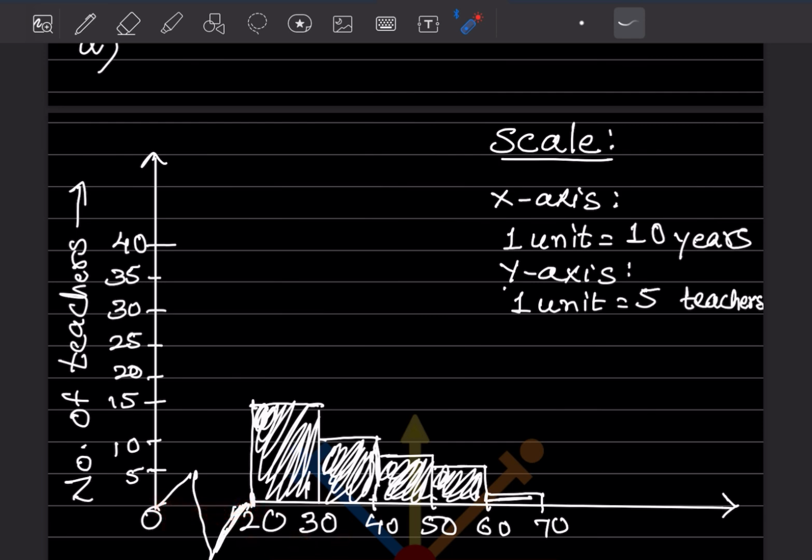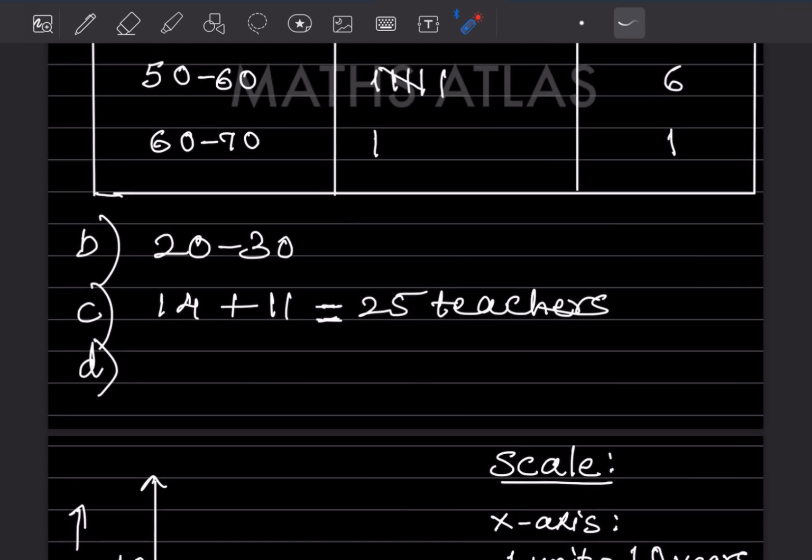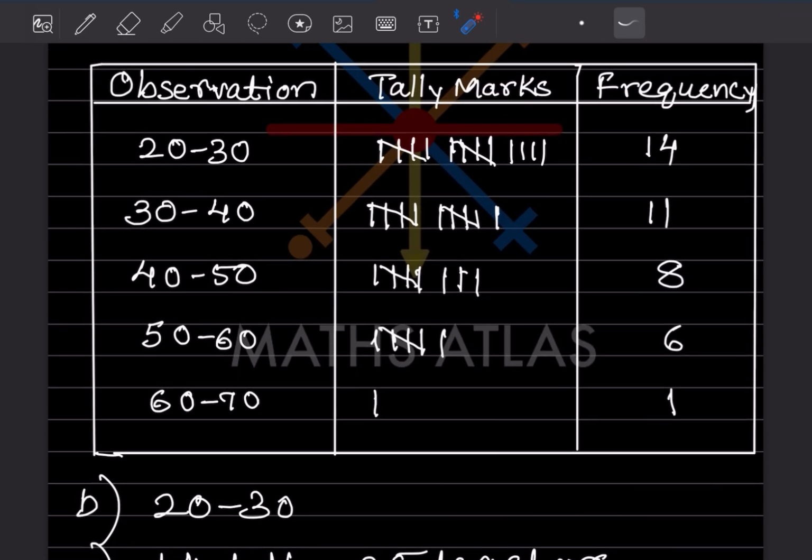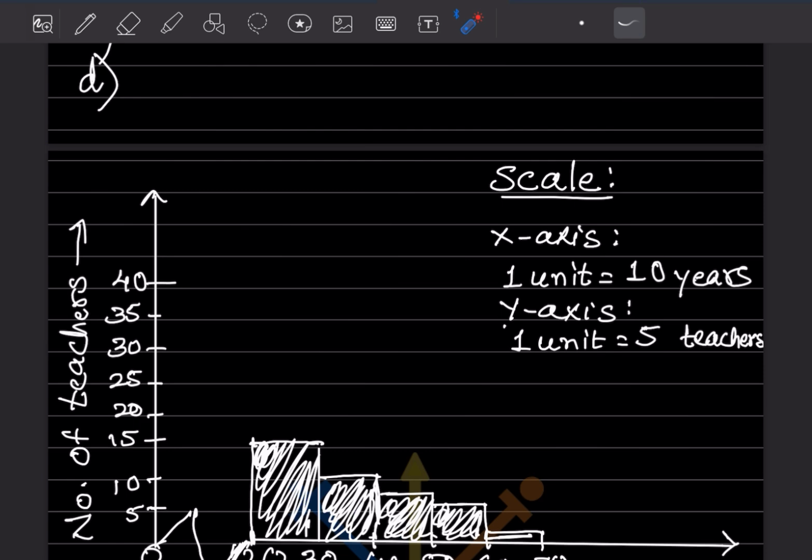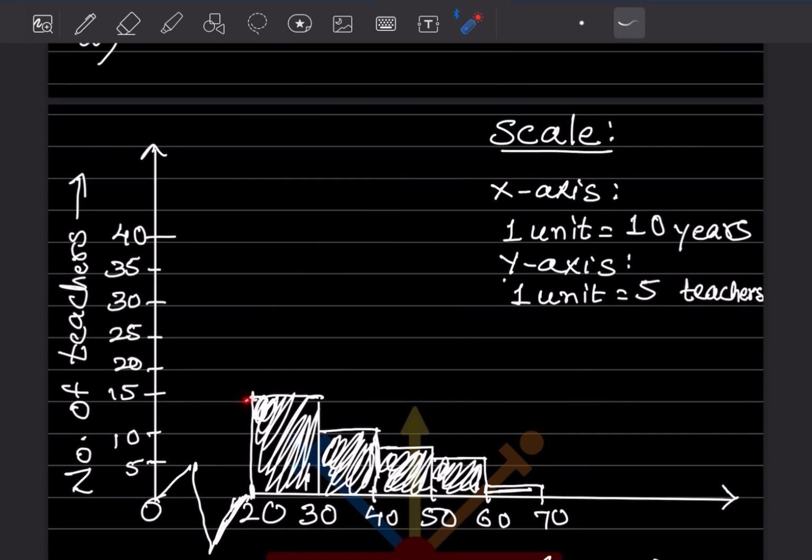We can put what is called a kink, K-I-N-K, kink. That shows that we are starting with this 20, then 30, then you can put the same difference of 10, but here we have to show this with the help of this kink. Now we will see the first one, given as 20 to 30, that is 14. So this 14 is going to be slightly below this line because this is 15. So this is 20 to 30.